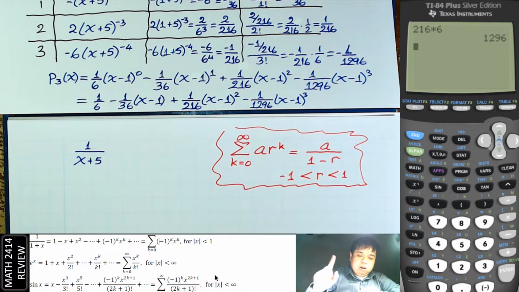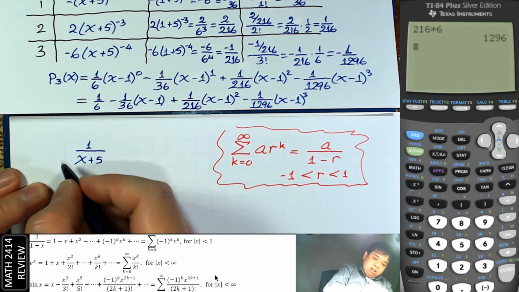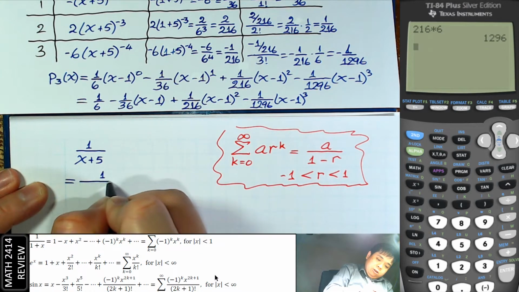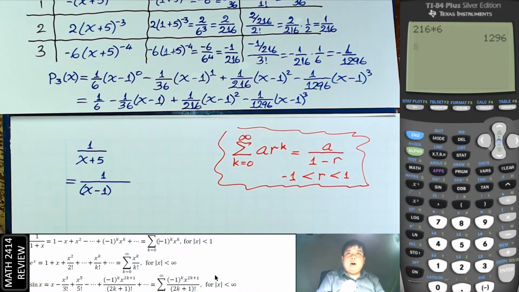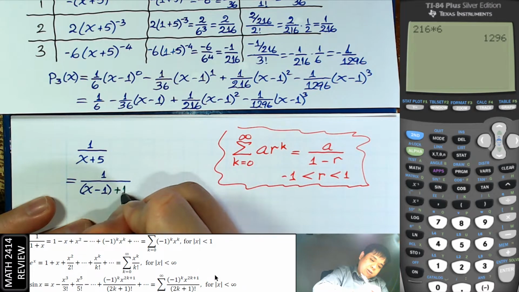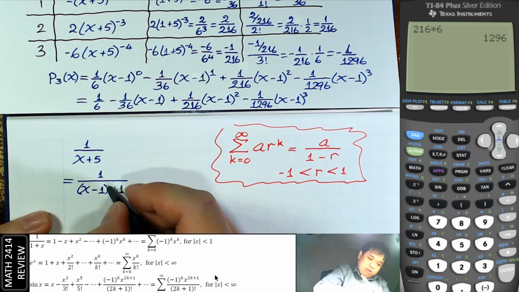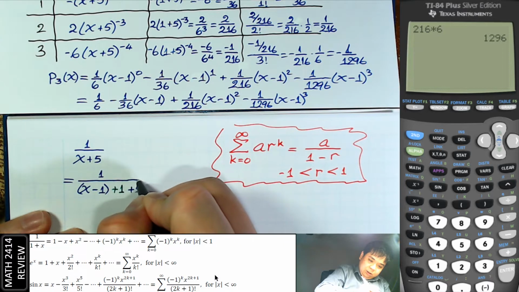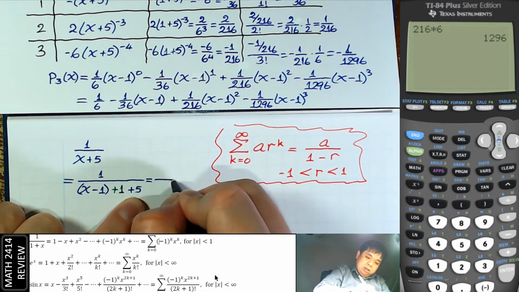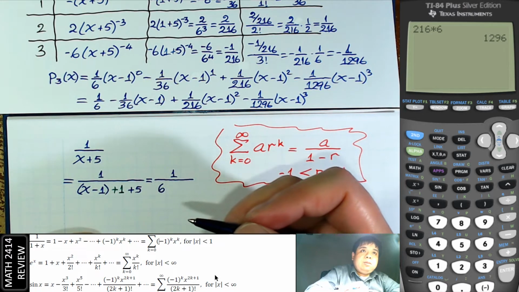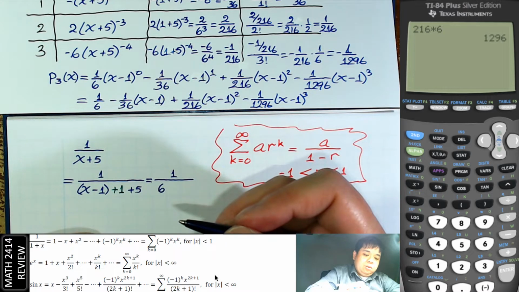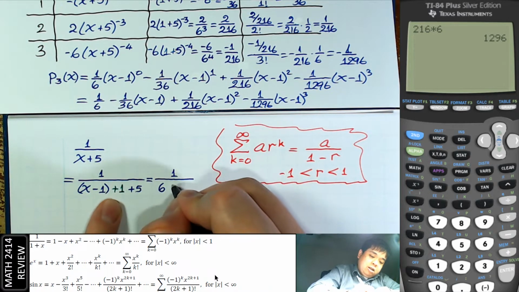Right, first of all, the problem gives us that it is centered at 1, so we have to rewrite this as follows: x minus 1, so that we center at 1. We cannot just subtract 1 like that. We have to plus 1 to keep things balanced. And then some plus 5 here as well. So that will be 6. So we have 1 over 6 plus x minus 1.